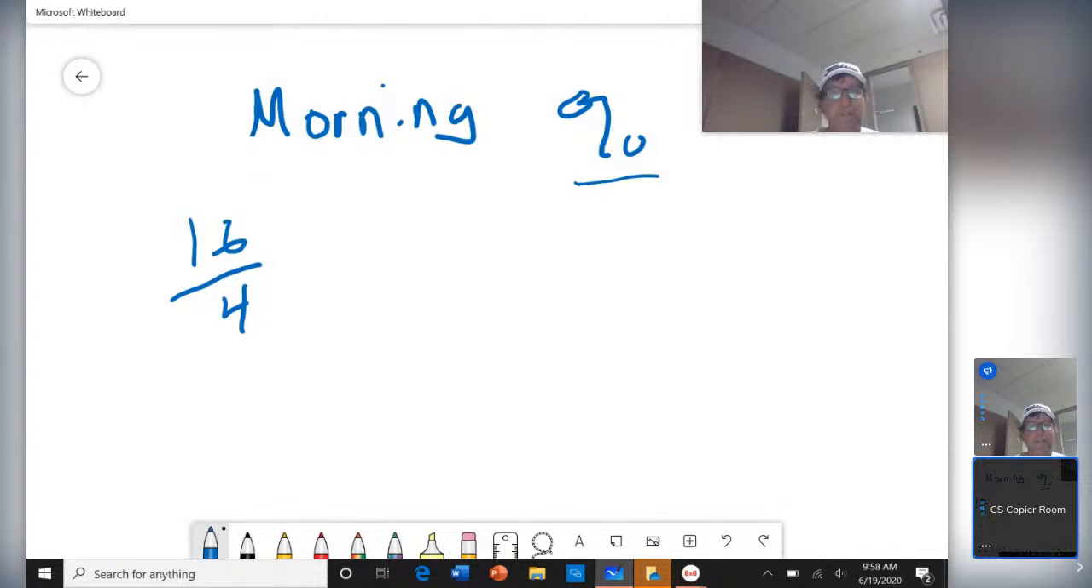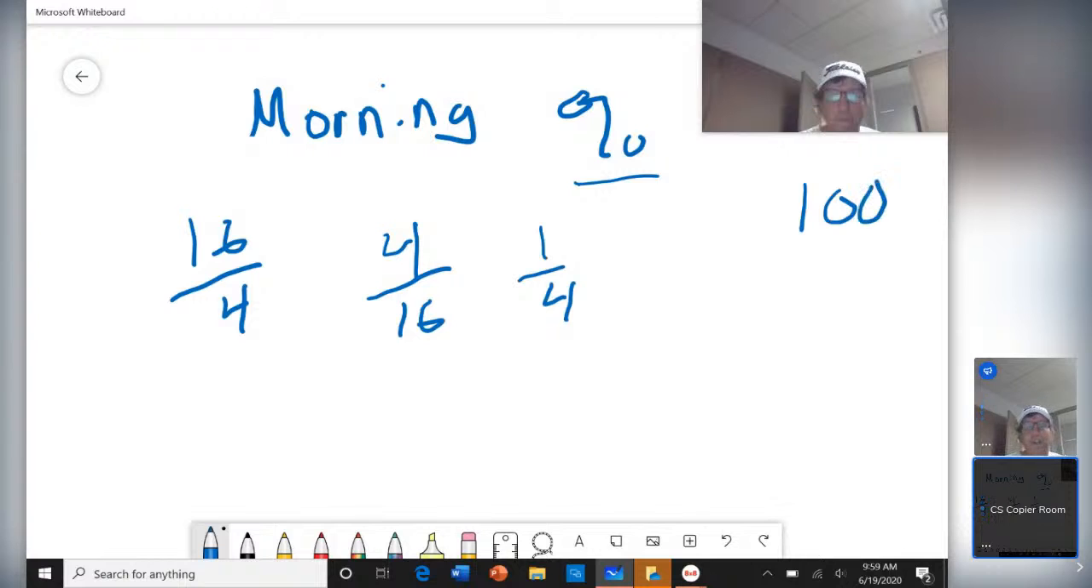What we're going to do is put that in a fraction. So we're going to have 4 over 16, and then we're going to reduce that, and that is 1 over 4. And a percent is always out of 100. So we're trying to find what percent of 100 is 1/4.